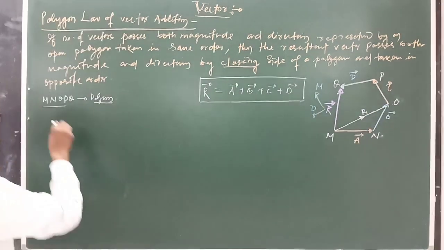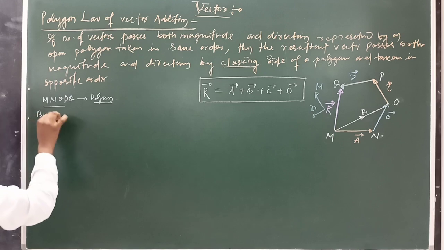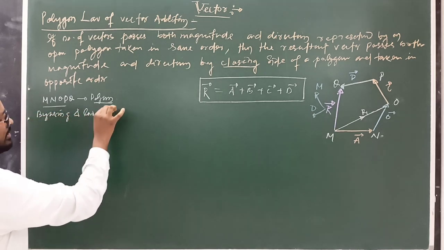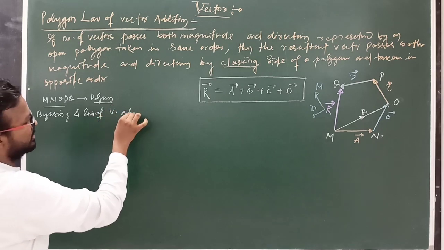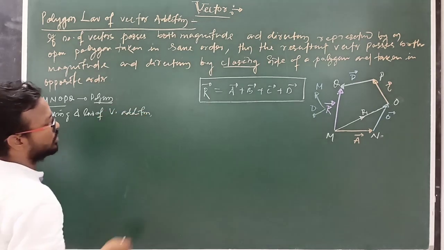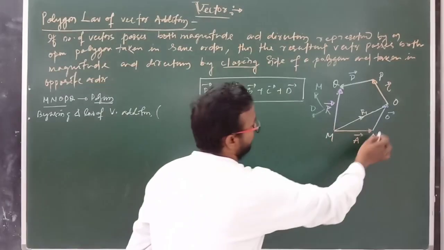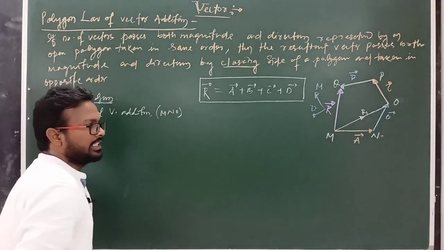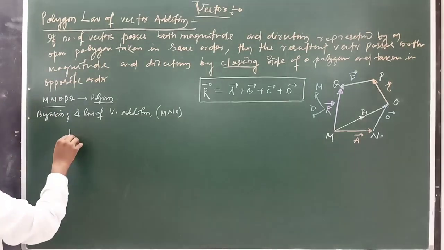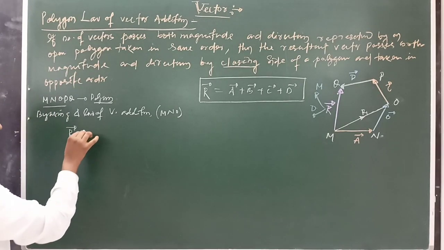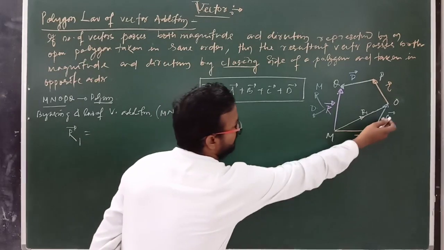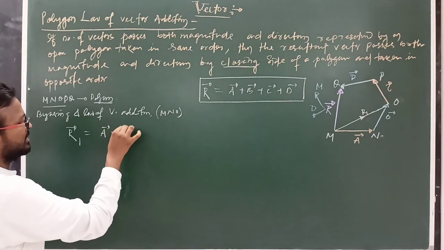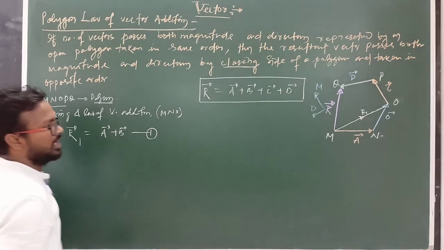Clear? So by using the triangle law of vector addition to the triangle, which triangle? Triangle MNO. At that time we can find the resultant vector R1, which is equal to the sum of two individual vectors which are in the same order. So A vector plus B vector, this is equation number 1.